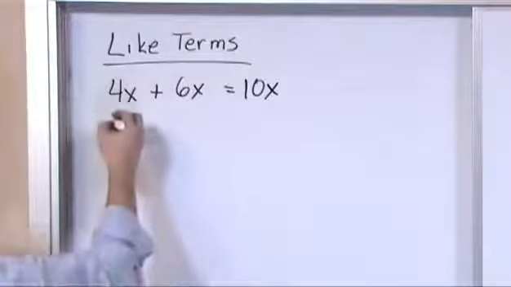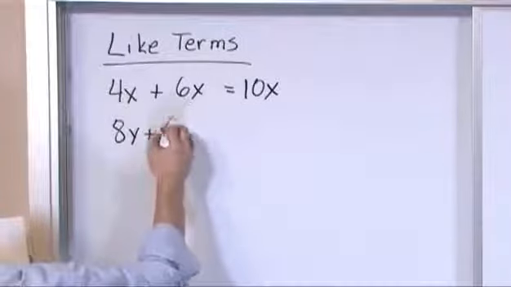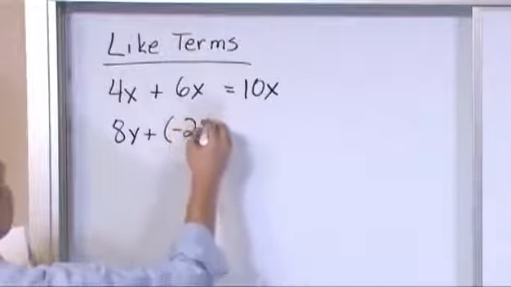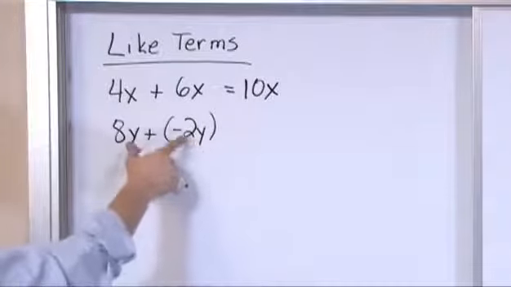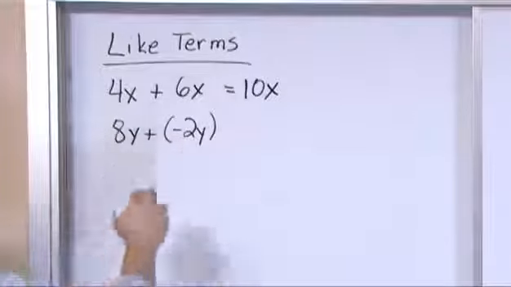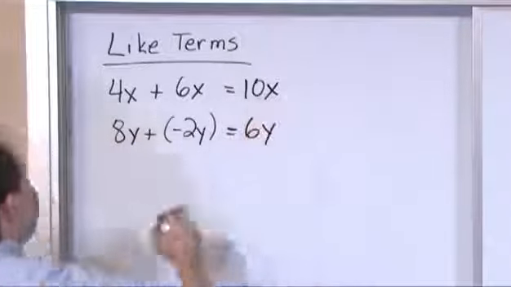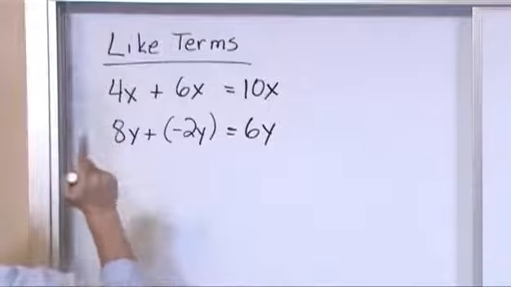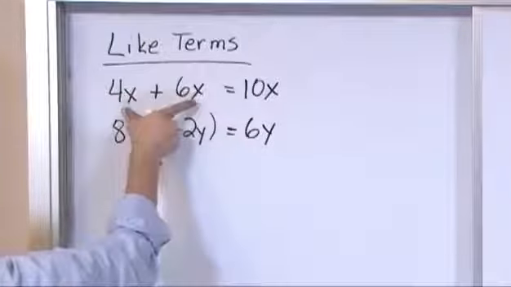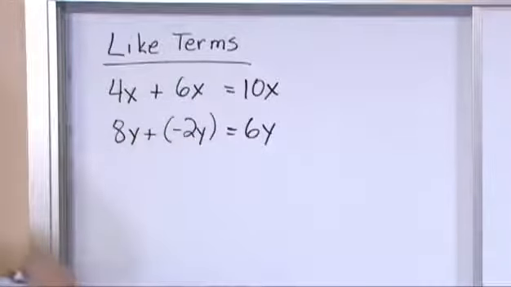Another example would be 8y plus, let's say, negative 2y. This term and this term both have a y. They look exactly the same, just the number in front is different. So I can add them together. 8 plus negative 2 is 6, but I still have to keep that y along for the ride, because we're still talking about whatever it is y represents. So in each case, these are like terms because the x's look the same, and these are like terms because the y's look exactly the same.